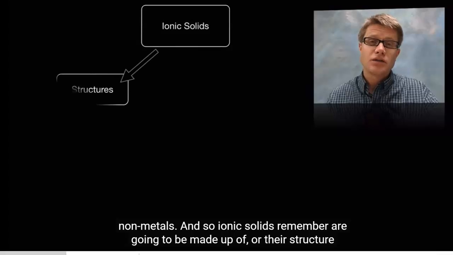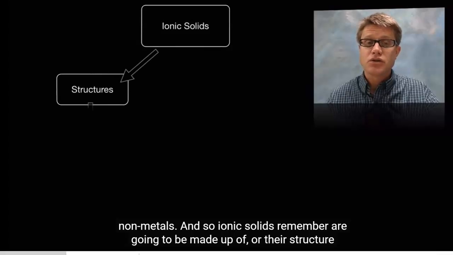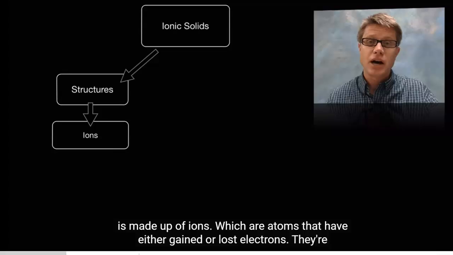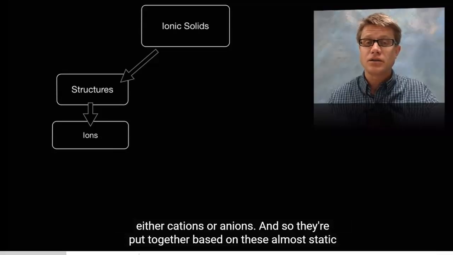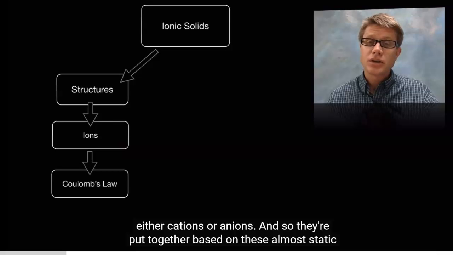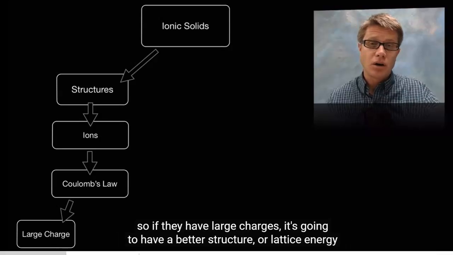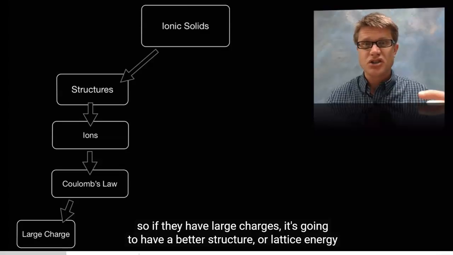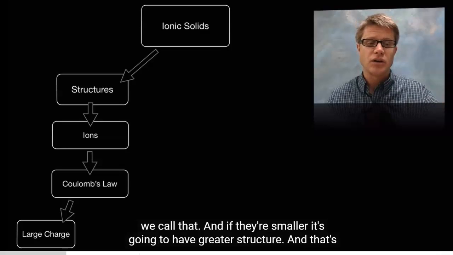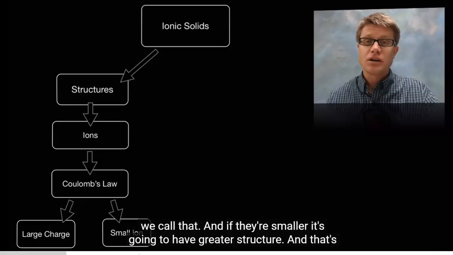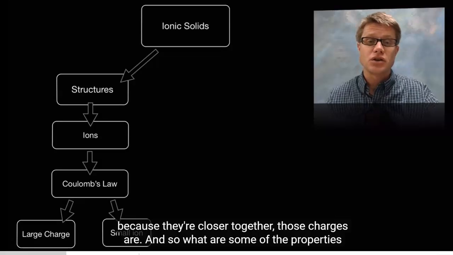And so ionic solids, remember, are going to be made up of, or their structure is made up of ions, which are atoms that have either gained or lost electrons. They're either cations or anions. And so they're put together based on these almost static charges. And how big those static charges are going to be is based on Coulomb's law. And so if they have large charges, it's going to have a better structure, or lattice energy, we call that. And if they're smaller, it's going to have greater structure. And that's because they're closer together, those charges are.